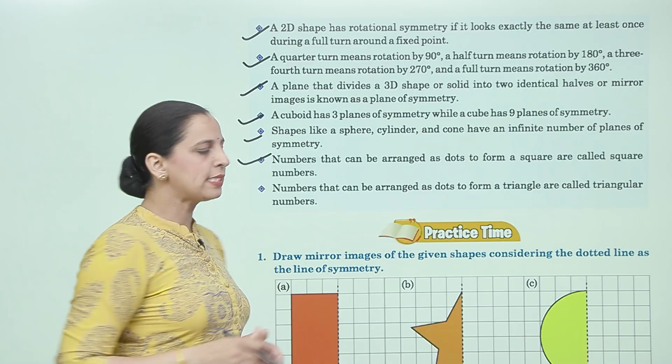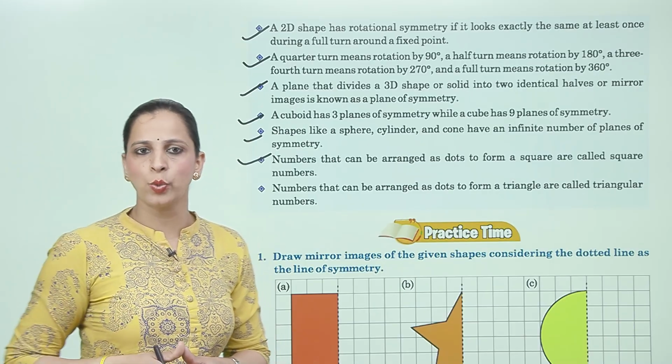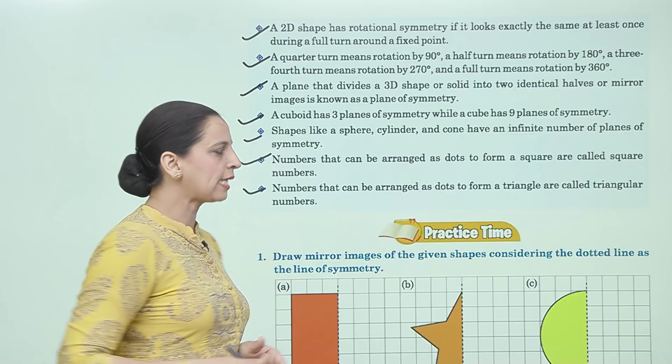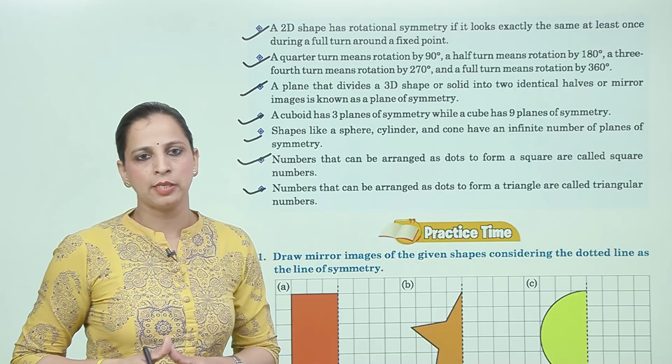Next, numbers that can be arranged as dots to form a square are called square numbers. Next, numbers that can be arranged as dots to form a triangle are called triangular numbers.